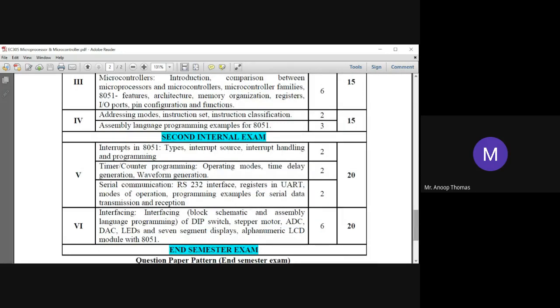Even module 5 again speaks about the 8051: interfacing, the serial communication, the counter programming, the interrupts. Everything will be described, explained, and studied in your 5th module. In module 6, you will have interfacing. How do you interface your 8051 microcontroller with other modules like switches, motors, DACs, ADCs, LEDs, 7-segment displays and so on? So that's the major topic in module 6.